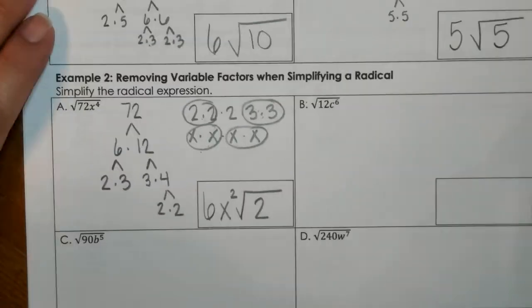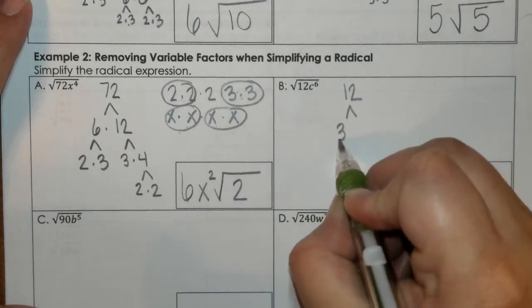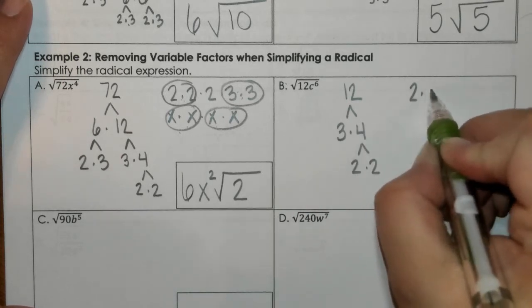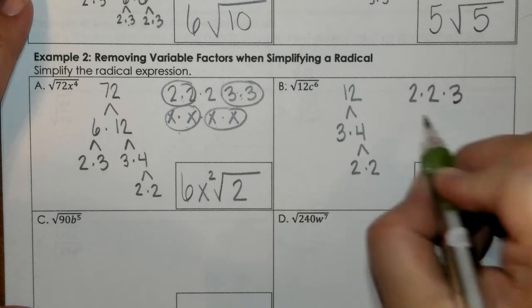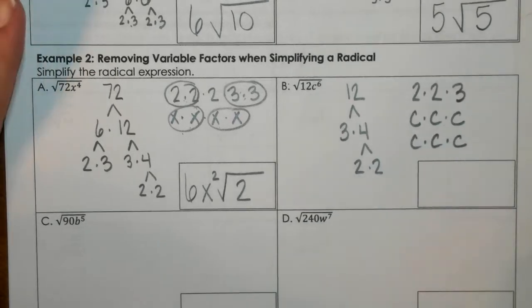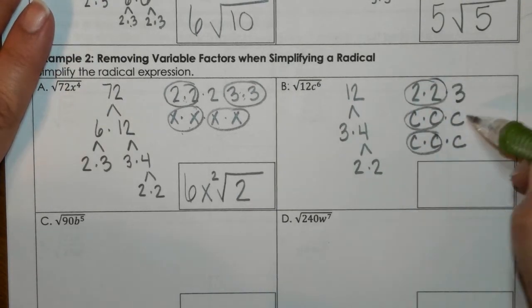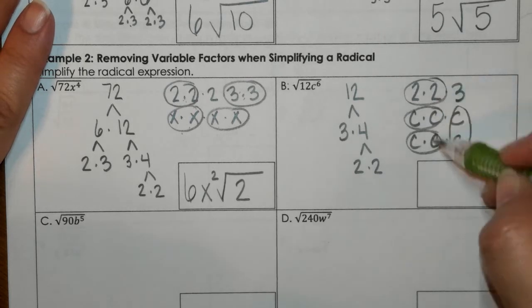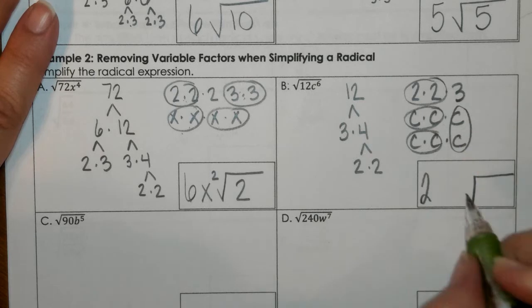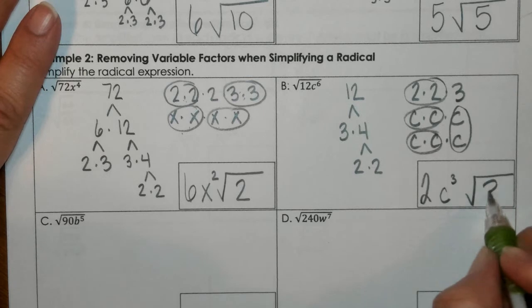Okay, part B, that 12, break it down. So I have a 2, 2, and 3, and 6 C's. So let's circle all my pairs. So I have a 2, I have 3 pairs of C's, so that's C to the 3rd, and then the leftover 3 goes inside the radical.